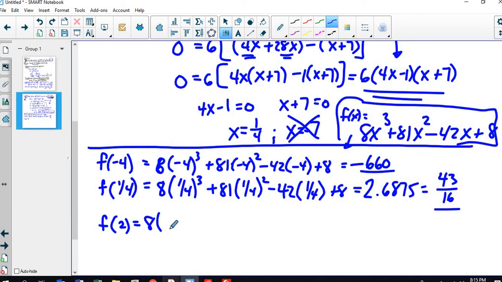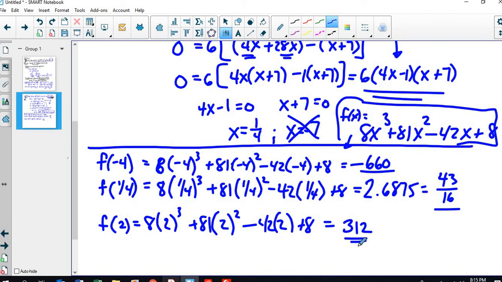And then we're going to plug in 2 everywhere. All right, so you guys should be pretty comfortable with this by now. We get 8 times 2 cubed plus 81 times 2 squared minus 42 times 2 plus 8, and you end up with 312.